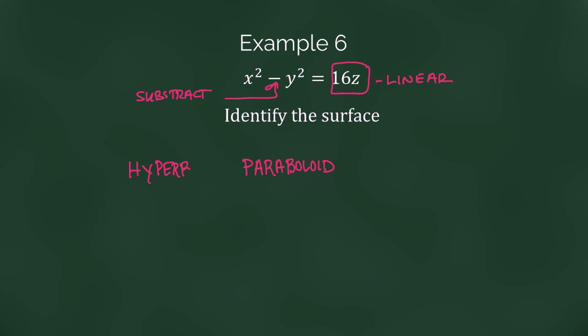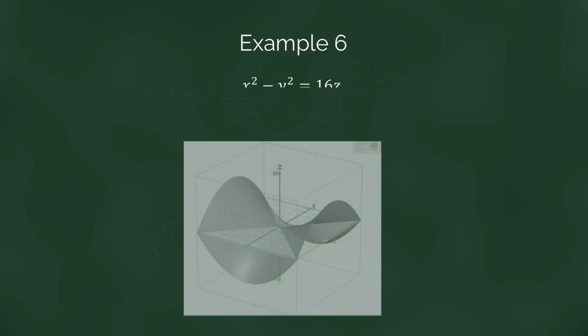We're not going to do the traces. You can do them on your own, but what this would mean is that one trace is going to give us a hyperbola, and the other two traces are going to be parabolas. And this is what that hyperbolic paraboloid would look like.